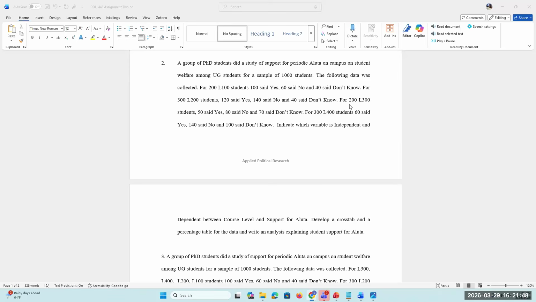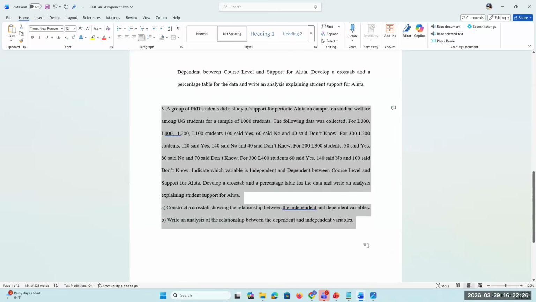So please look at this question. For 200, we are saying that the level 100s were 200 in number. For 200 level 100 students, as in 200 students representing level 100s, 100 said yes, 60 said no, 40 said don't know, right? Then we'll come to level 200, then level 300, then level 400, in the order of the question.